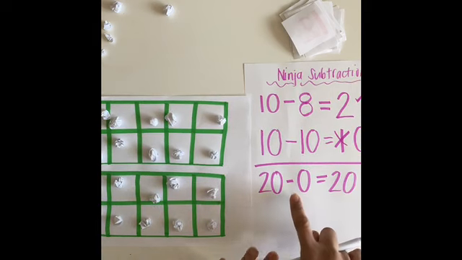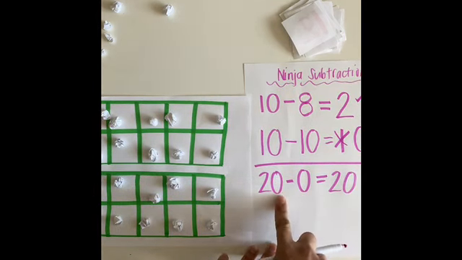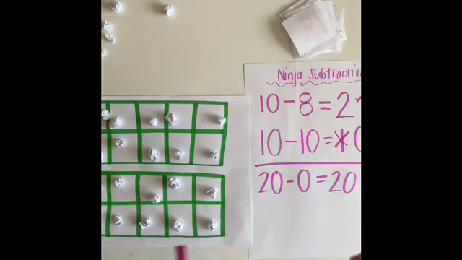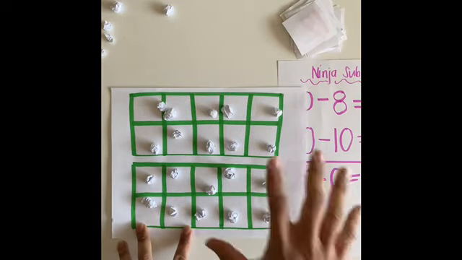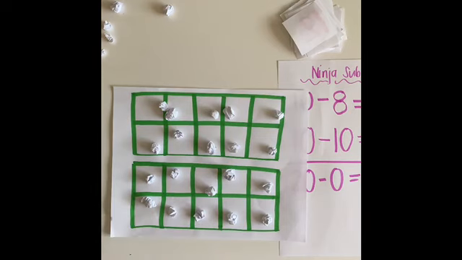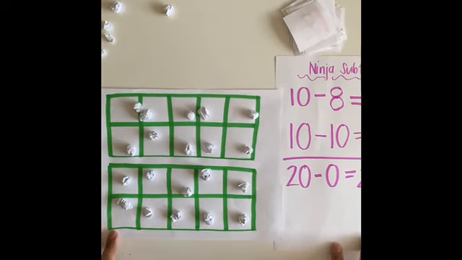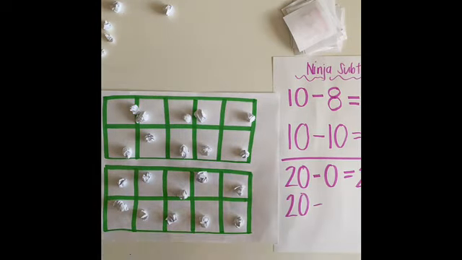Friends, remember, anytime you subtract 0 from a number, the number stays the same because you're taking away nothing. Look at my tens frames. I have 20 here. I'm gonna take away 0. How many do I have left? It's 20. So I'm still at 20, and I'm gonna keep going, grab another card.